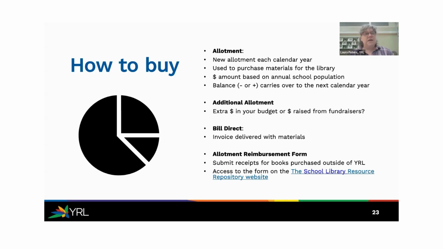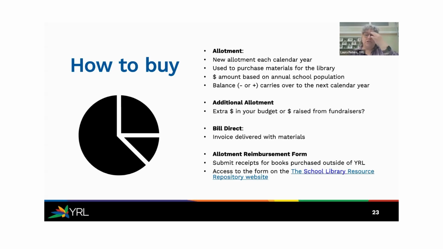If you saw something on Amazon, or you were at Walmart and you saw something that was on sale and you wanted to buy it, or from wherever. If you are purchasing materials for your library collection that are outside of YRL, and you still have money in your allotment fund, you can get reimbursed for the cost of those items.